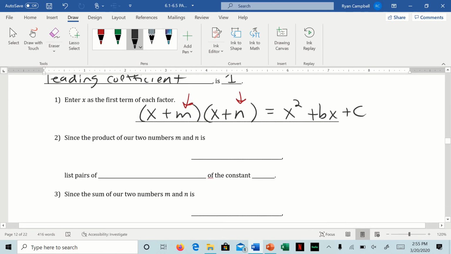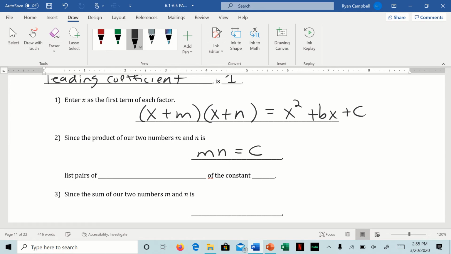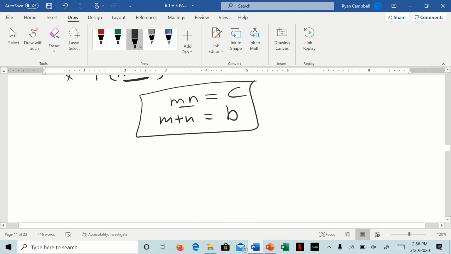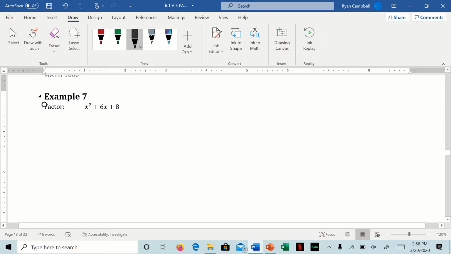So if we go back, right, so this is the way we set things up. So we know that the product of our two numbers has to be, right, we already said that it has to be c, right? When you multiply these two numbers, they need to be whatever c is. So because of that, we need to list the factors of c. And actually, now I'm thinking about it, this may be better if we just go along with this and look at an actual example. So let's do example number 7.